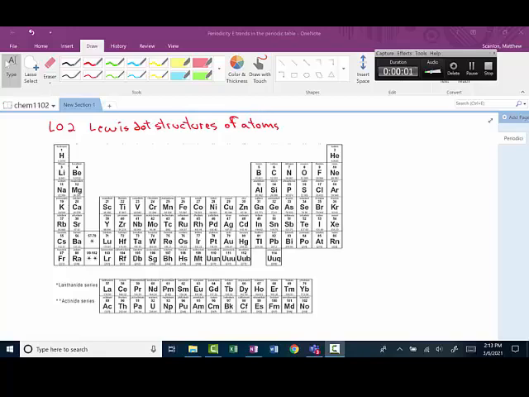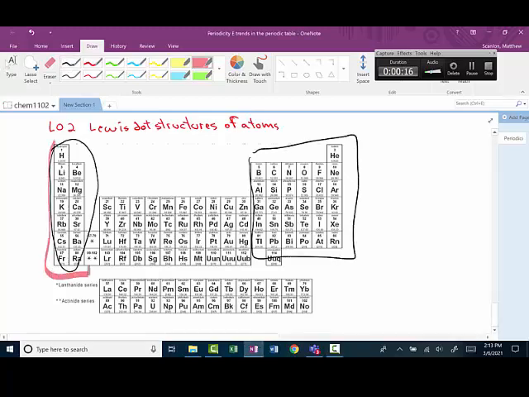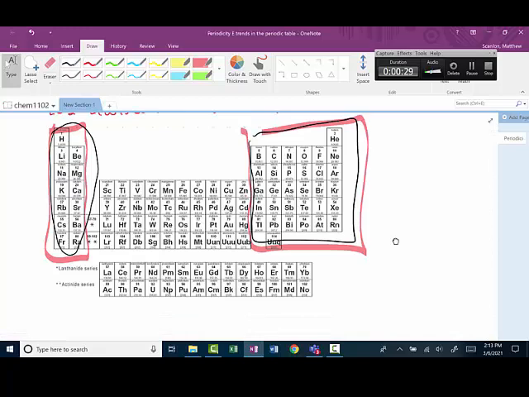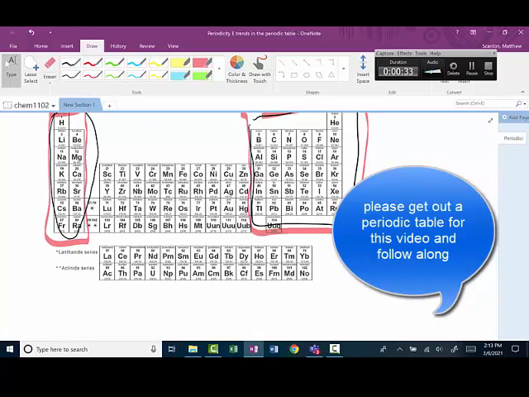This video is on the Lewis dot structures of atoms. I have the periodic table up here, and we're really just going to be working with the representative elements. Right here, do it in red, and over here. The first thing we want to do is connect it to the electron configuration. Let's look at some of these atoms.